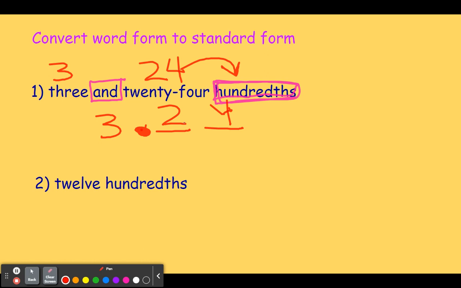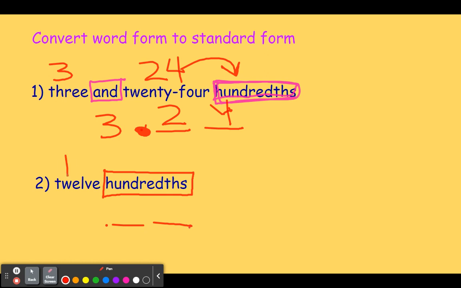Let's go to the next one, 12 hundredths. I usually highlight, but I'm going to box it this time. I'm going to box my keyword, so you can either box it or you can highlight it. I box hundredths. That is my decimal place value keyword. So when I see hundredths, I know I need to write my decimal, and then I need to put 2 spots after the decimal, because hundredths is 2 places after the decimal.